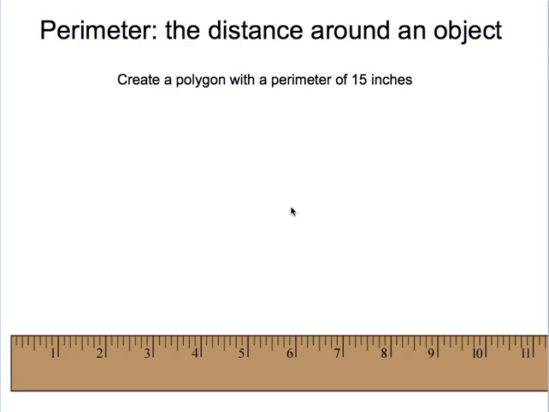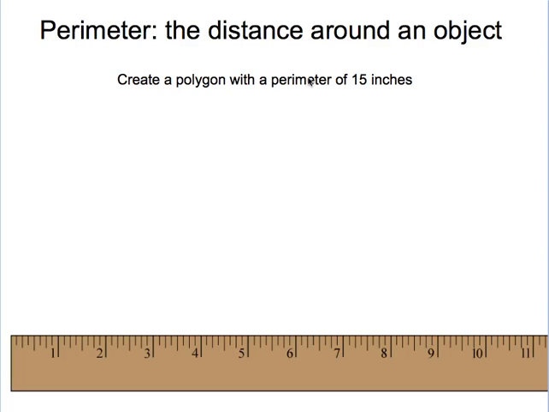Perimeter is the distance around an object. If we wanted to create a polygon, a shape with a perimeter of 15, there's a couple of different ways we could do that. Perhaps the simplest way would be to get a couple of pieces of scratch paper, measure out 3 different lengths that when you add them together they equal 15, and then combine them together to make a triangle.